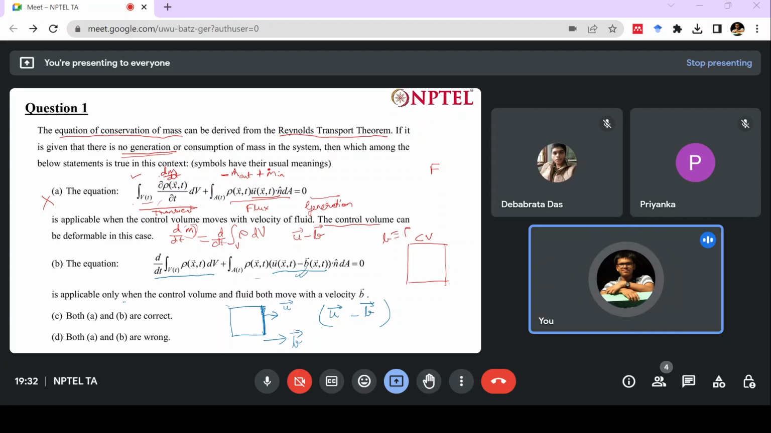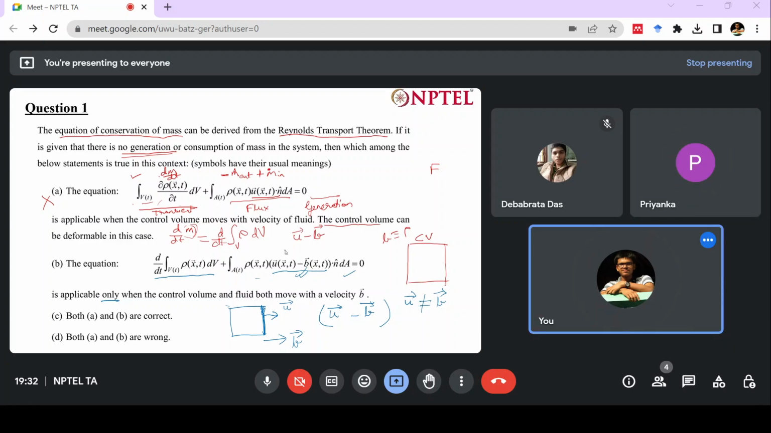So is this applicable only when control volume and fluid both move with a velocity v? That is not generally the case. So u can be different from v. Still, this equation will be valid, right? This equation is valid even when u and v are unequal. That is the point. So this "only" statement is actually wrong. This is a very generic representation of conservation of mass using my Reynolds transport theorem. Okay, is this clear?